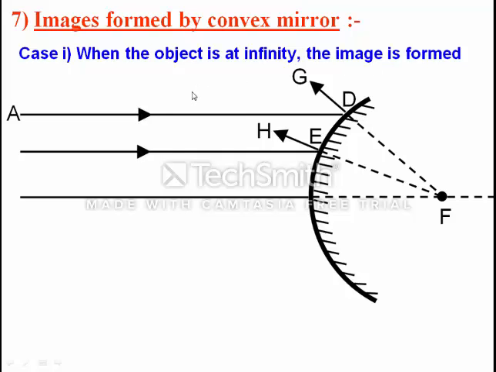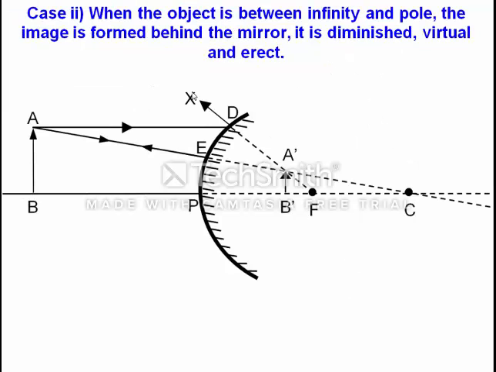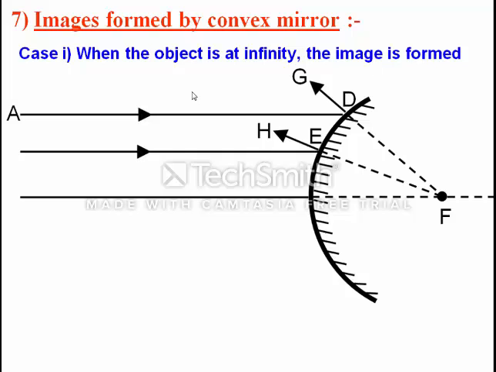In the case of convex mirror, there are only two cases. The first case is when the object is placed at infinity, and the second case is when the object is placed between infinity and pole. And this is the first case, in which the object is placed at infinity.